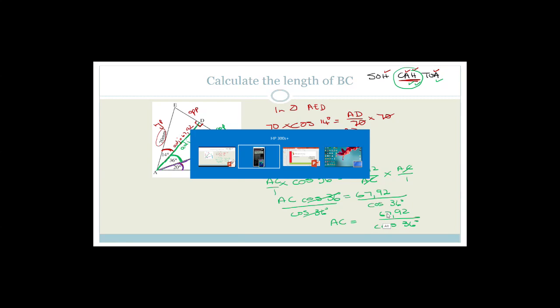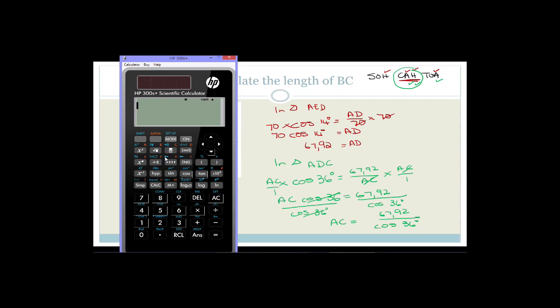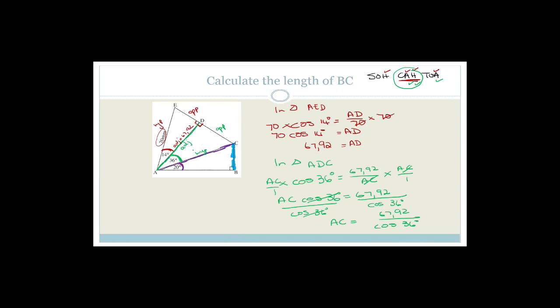This cancels with this. So you get AC is equal to 67.92 over cos of 36 degrees. And then we need our calculator again. I'm going to go 67.92 all over cos of 36, and that becomes 83.95. So therefore AC is 83.95. Let me just write it here as well. Equals 83.95.